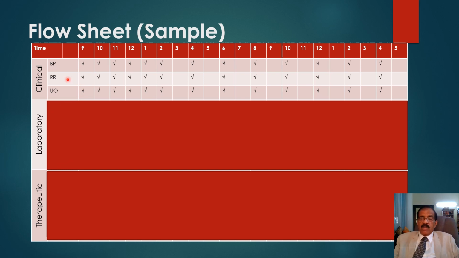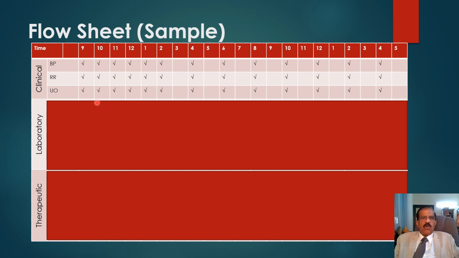Then urine output. If the patient is putting out urine in good quantity, that means he or she is getting good hydration also. Since this is just a clinical measurement, all we need is a nurse or the house physician to measure these. Initially, we do it at least once every hour, but once the condition improves, you can do it less frequently. Now, this is just a sample.